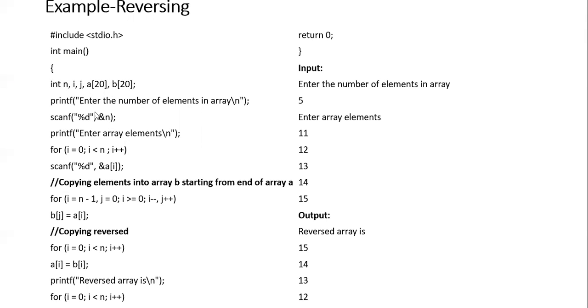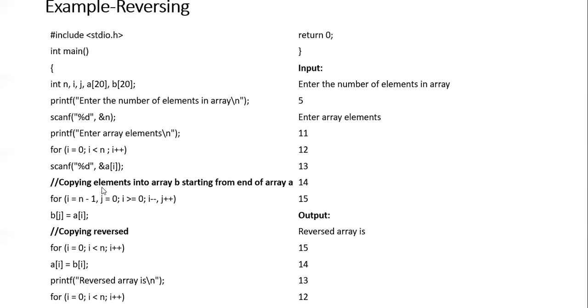So using scanf, you get the number of elements, that is 5. Enter the array elements. Using the for loop, you are going to get the elements one by one, starting from 0 to the number of elements you have given. In this case also I have assumed 5 itself.